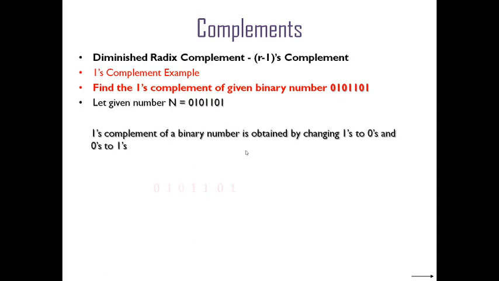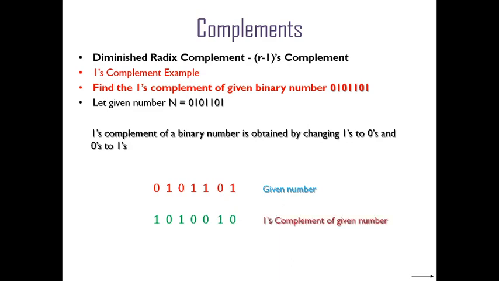Okay, and this is an example. This is a given number. In this given number, this 0 is replaced with 1, 1 is replaced with 0, 0 is replaced with 1, 1 is replaced with 0, 1 with 0, 0 with 1, 1 with 0. These are the ones complement for the given binary number.